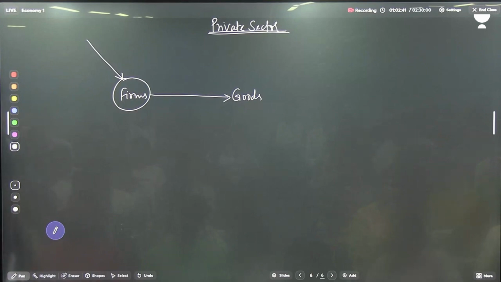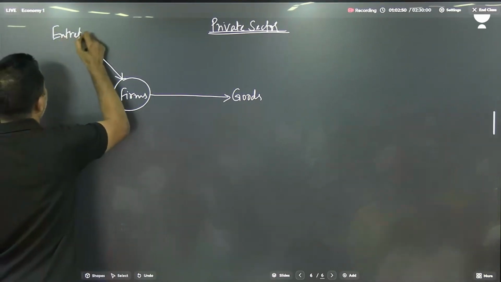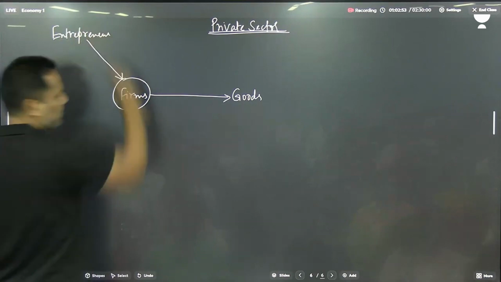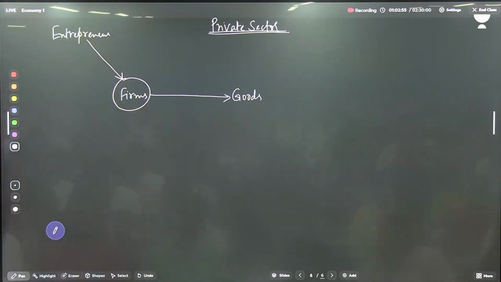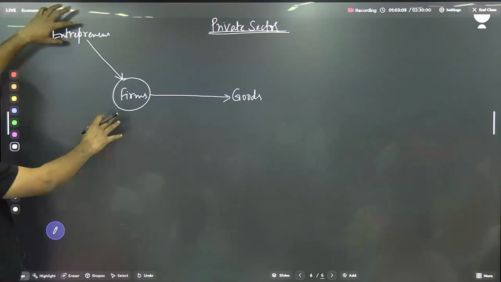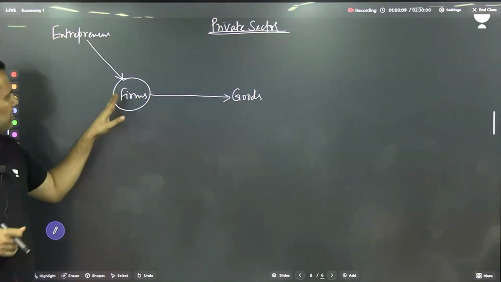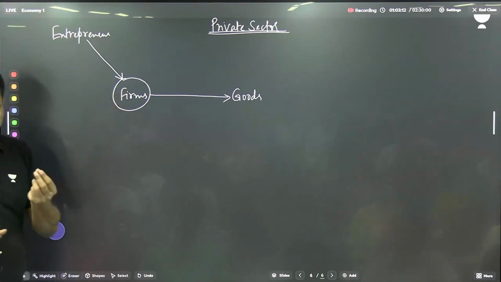credit. What is this? Land, labour, you all tell me. Entrepreneur. Entrepreneur is the most important input. Entrepreneur is outside this company. This firm, let's say Reliance Industries. Now, a firm is just a name written on a piece of paper.